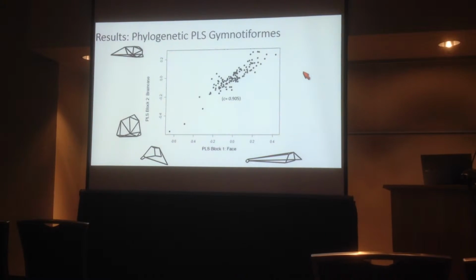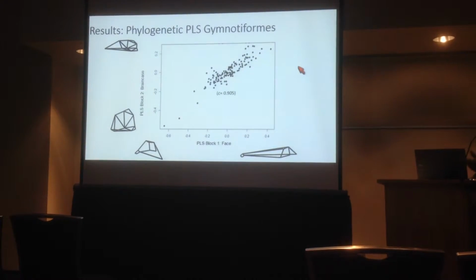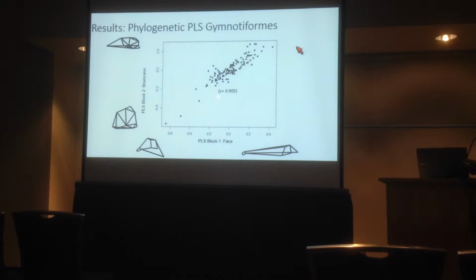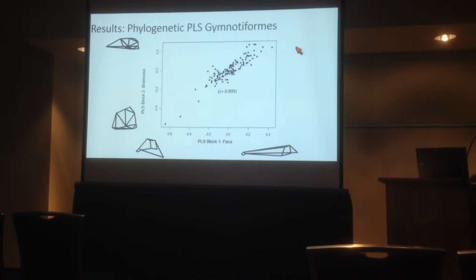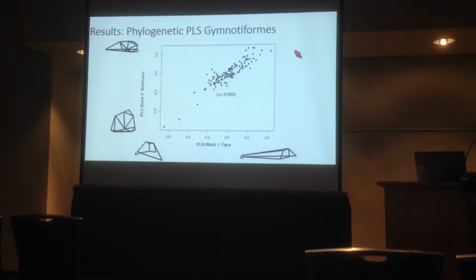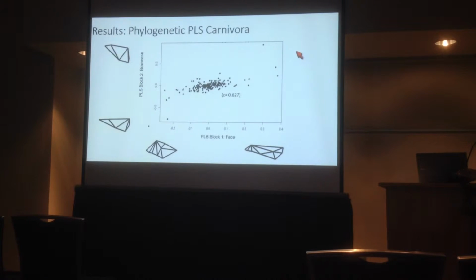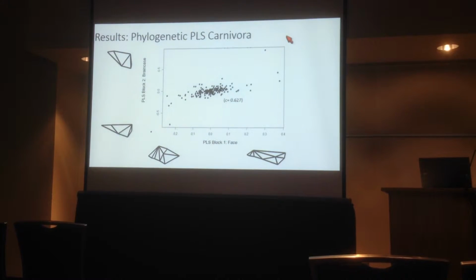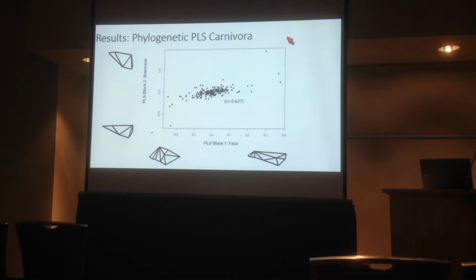So the first result is integration. This is the phylogenetic partial least squares analysis for genetiforms. And what you can see is genetiforms are actually pretty integrated in phylogeny. This is the correlation coefficient, 0.9. So they're actually pretty integrated. We'll see what other implications that has on our later analyses. Within carnivorans, it's actually a very different pattern here. You can see that carnivorans are far more modular in their development, and this is kind of an outlier. If that was removed, this would go down even further.